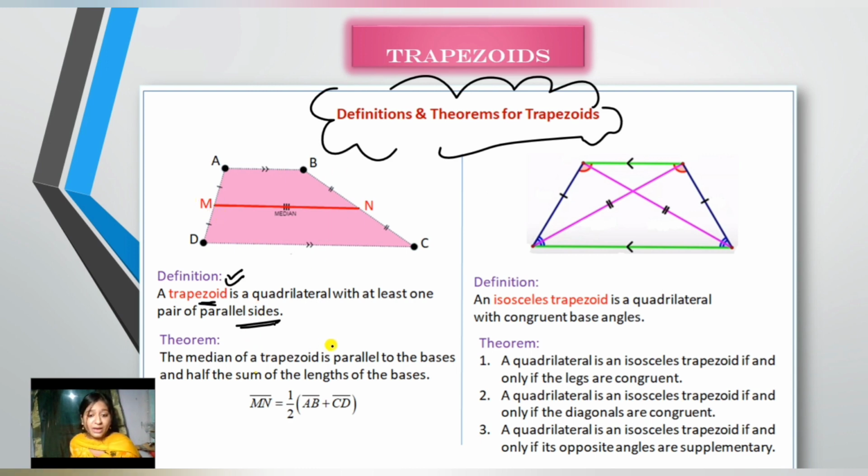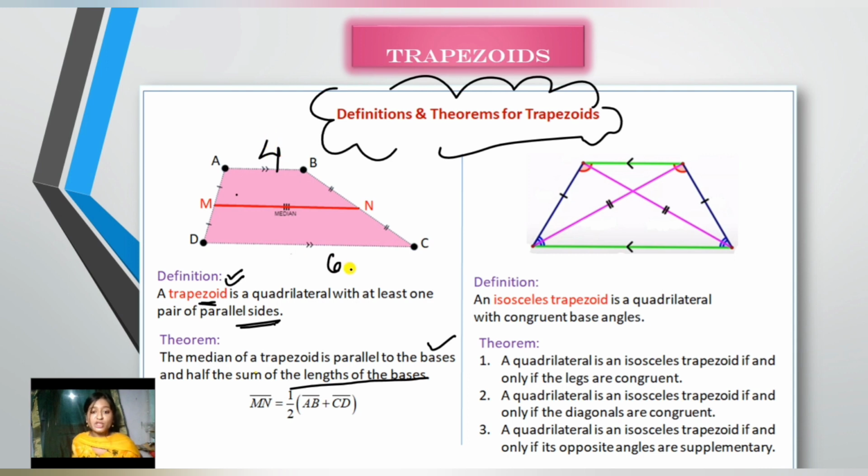So what does the theorem say? We have one very important theorem that says that the median of a trapezoid is parallel to the bases, and its length is half the sum of the lengths of the bases. Whatever lengths are given to you for your bases, you just need to add them, and half of it will give you the answer, the length of the median.